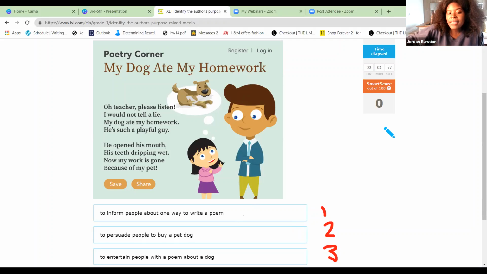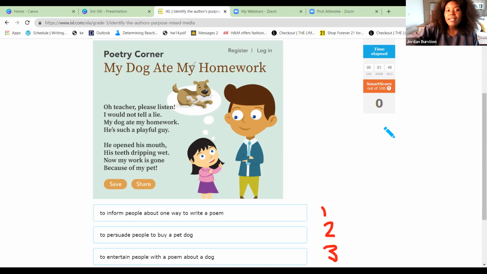The second one says to persuade people to buy a dog. Now, neither of you picked the second option, but I still want to talk about why it's a little tricky. Now, the author isn't talking about the benefits of a dog, why you'd want to have a dog. It's actually kind of discouraging you from getting a dog because the dog might eat your homework.